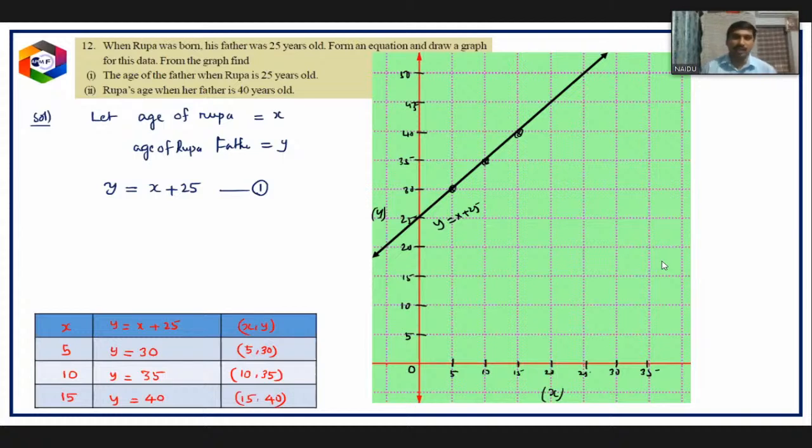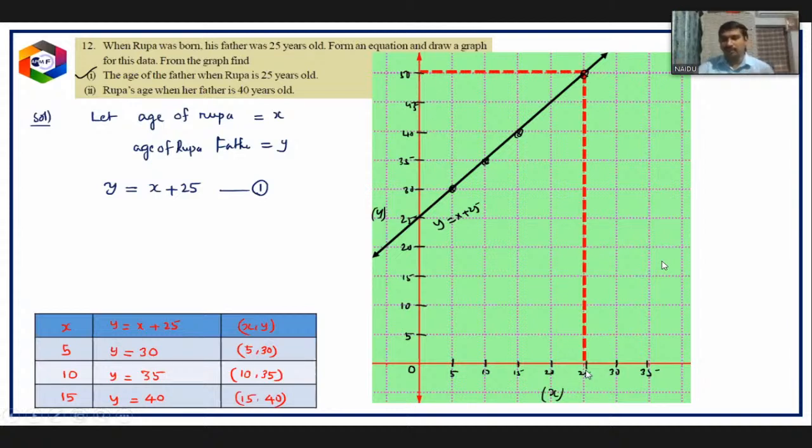Now 2 more questions. Observe, children, here in the question. The first question is the age of the father when Rupa is 25. Actually, Rupa's age is taken on the x-axis and the father's on the y-axis. That means when Rupa is 25, what is her father's age? So where Rupa is 25, this is the point. There you have to draw a straight line as we did previously. So at 25 here I am going to draw. This is the 25 reference. Now it intersects the graph at this particular point, and now join a horizontal line to where it is intersecting. Observe this. It is intersecting at 50.